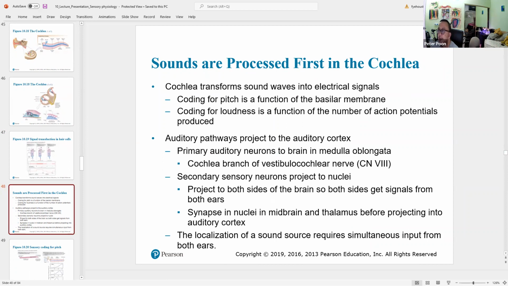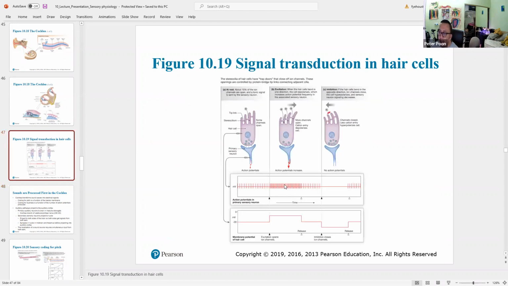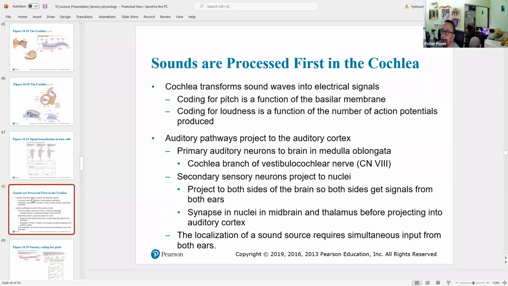Which cells vibrate tells you what pitch it is. How much they vibrate, how many action potentials they generate, tells you how loud the sound is. The cell will vibrate more and generate more action potentials if it's louder. So that's how it works.